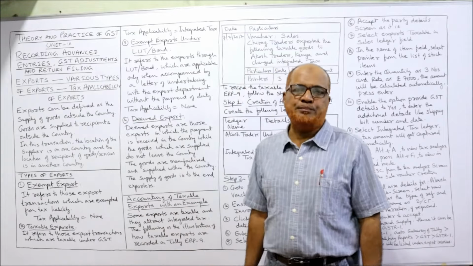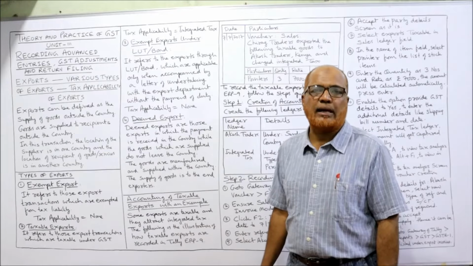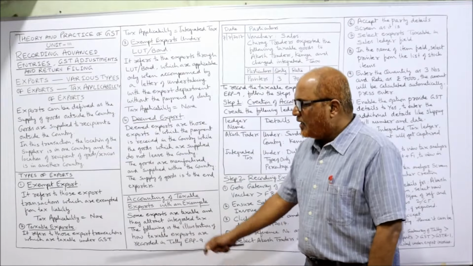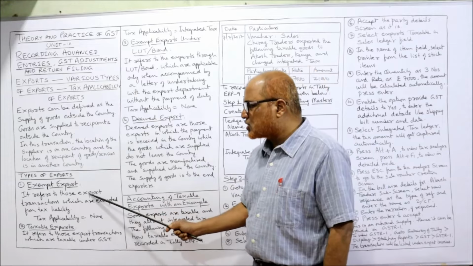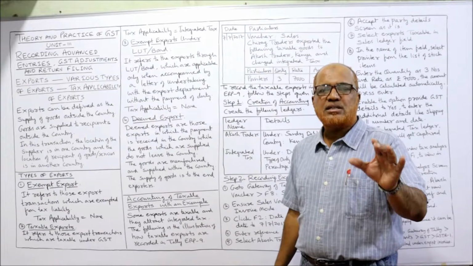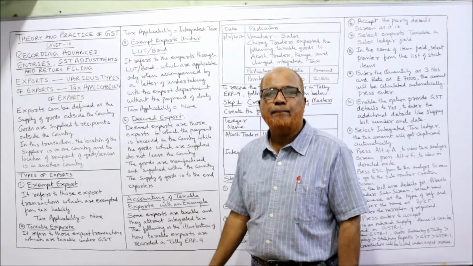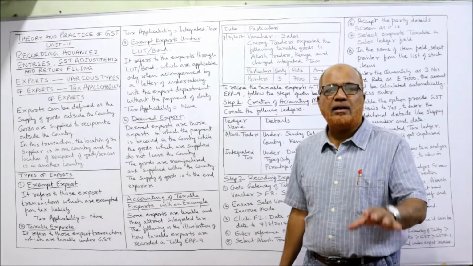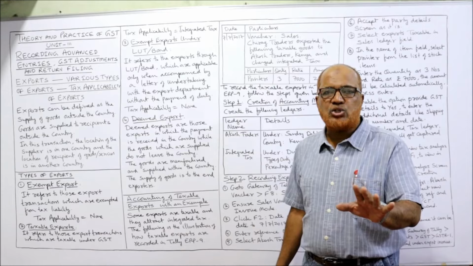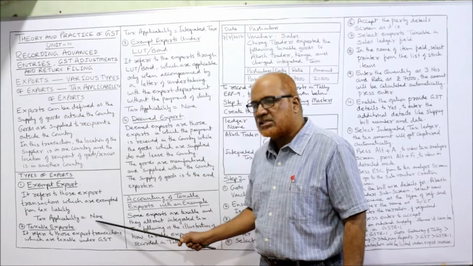Now, types of exports. Broadly, according to GST, exports are divided into four types. One by one we'll discuss. The first one is exempt export. Exempt export refers to those export transactions which are exempted from tax liability. GST has specified some exports as exempt exports, meaning there is no tax liability on these goods exported. So, no tax liability under GST for exempted exports. The applicability of tax liability is none.